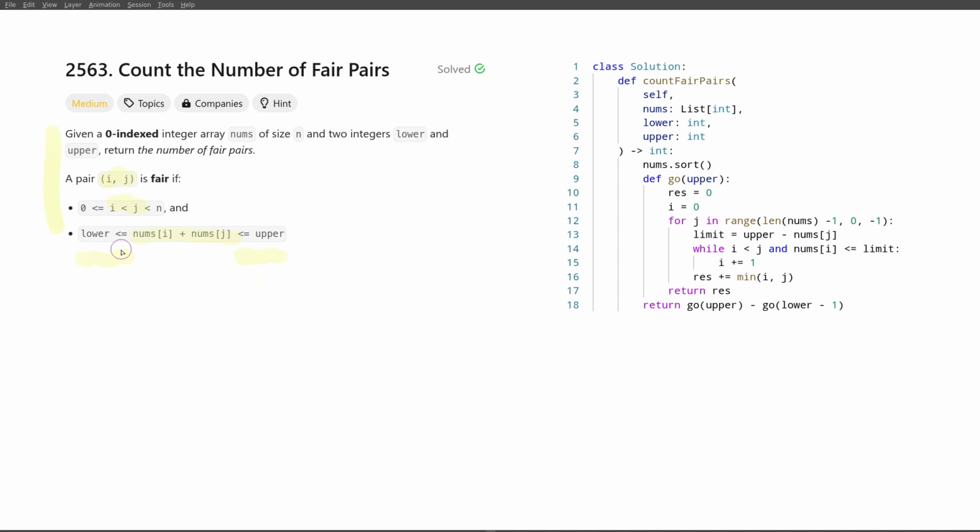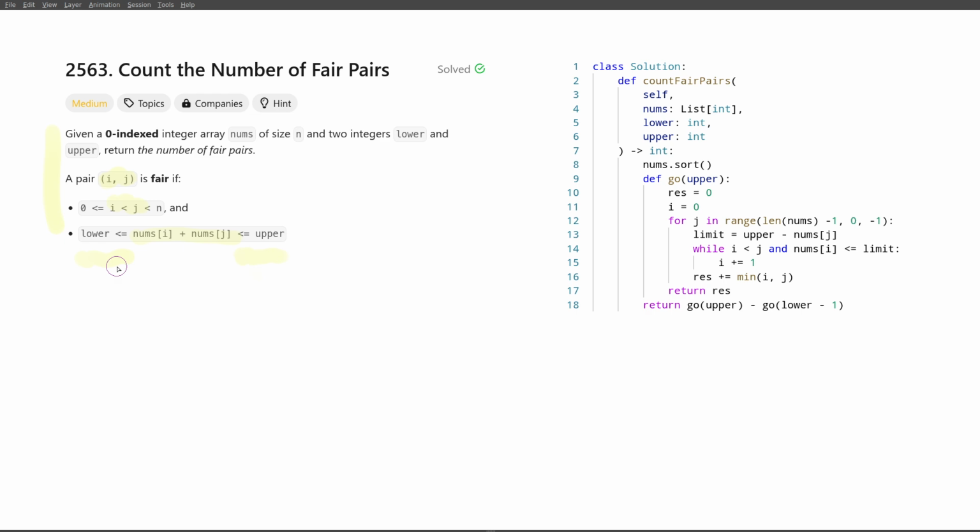So, it's very natural to think about that, because we want our pairs to be not greater than upper, but also greater than or equal to lower, so we can take all that are less than or equal to upper and subtract the number of those that are at the same time less than lower, less than or equal to lower minus 1. So this is the second pattern.